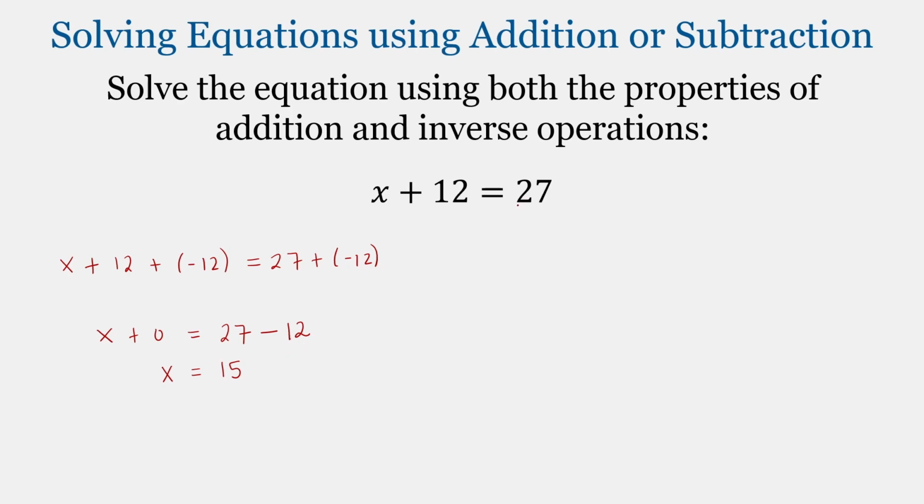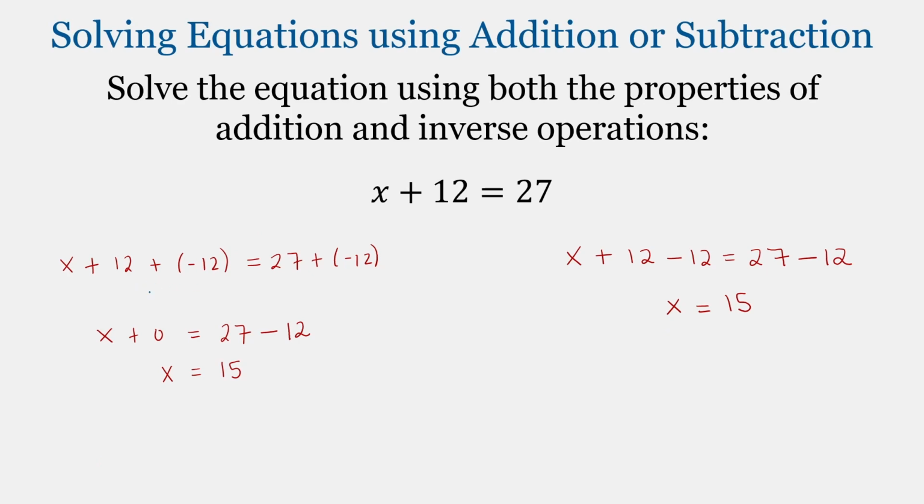Now let's solve this using inverse operations. So we started with x, and then we added 12 to it. So we have x plus 12. This is addition. The inverse operation of addition is subtraction. So we're going to subtract 12. And then what we do to one side, we have to do to the other. We have to keep the equation balanced. So we're going to have 27 minus 12. 12 minus 12 is 0. So now we have x equal to 15.